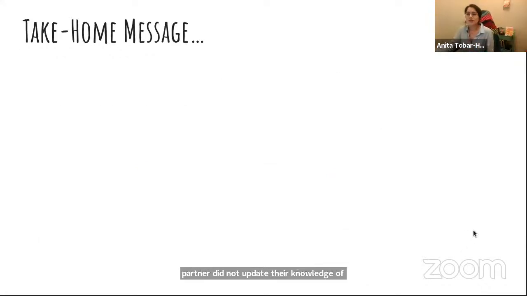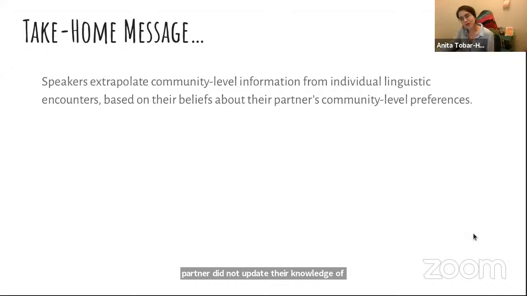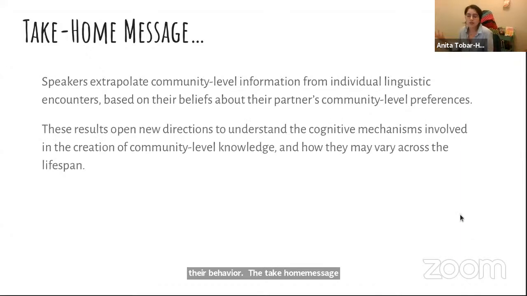So the take-home message here is that the speakers extrapolate community-level information from individual linguistic encounters based on their beliefs about their partner's community-level preferences, opening new directions to understand the cognitive mechanisms involved in the creation of community-level knowledge and how they may vary across the lifespan.